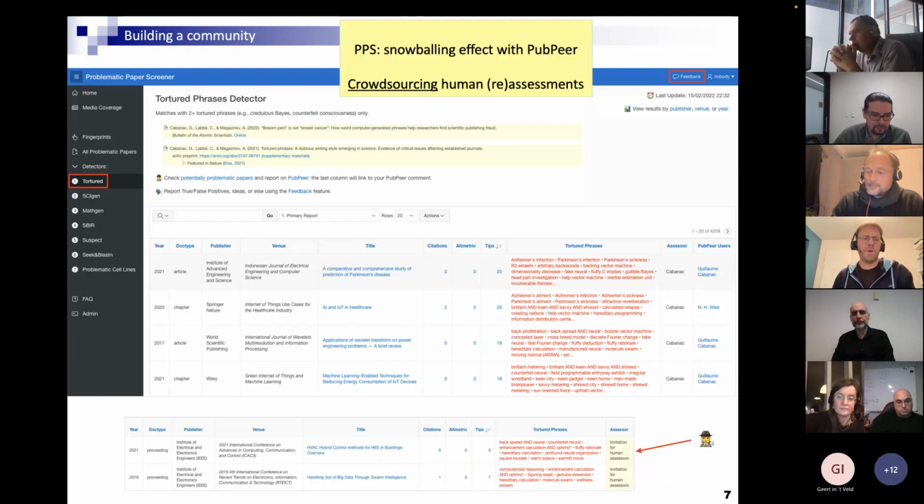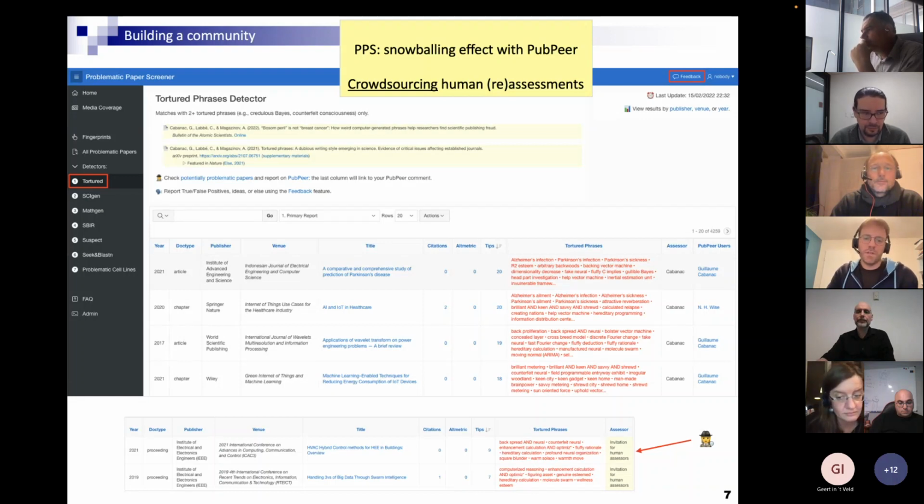So since we found many papers with errors and those fingerprints, those tortured phrases, we had to keep a list of them. And we believe that it would be good for the public to know about that. That's why we developed the Problematic Paper Screener. That's an online website that is public, and that shows that some papers, like this one, contain a lot of tortured phrases. So here, 20 tips.